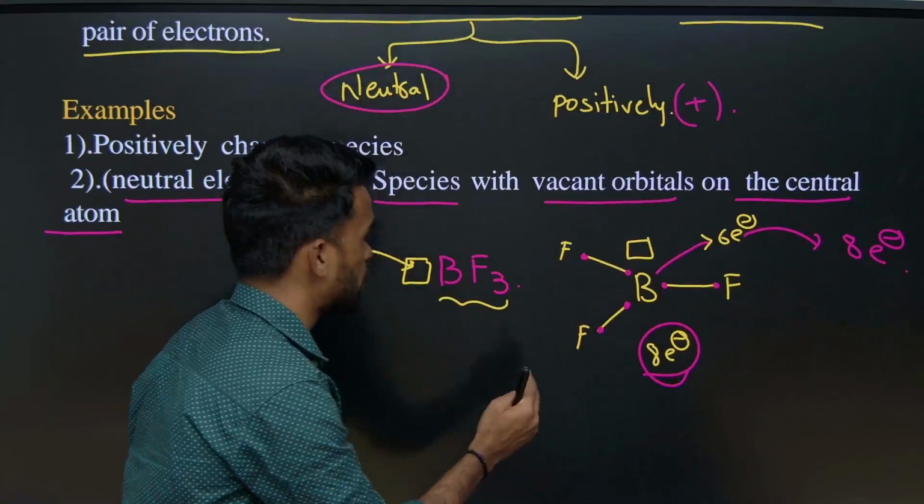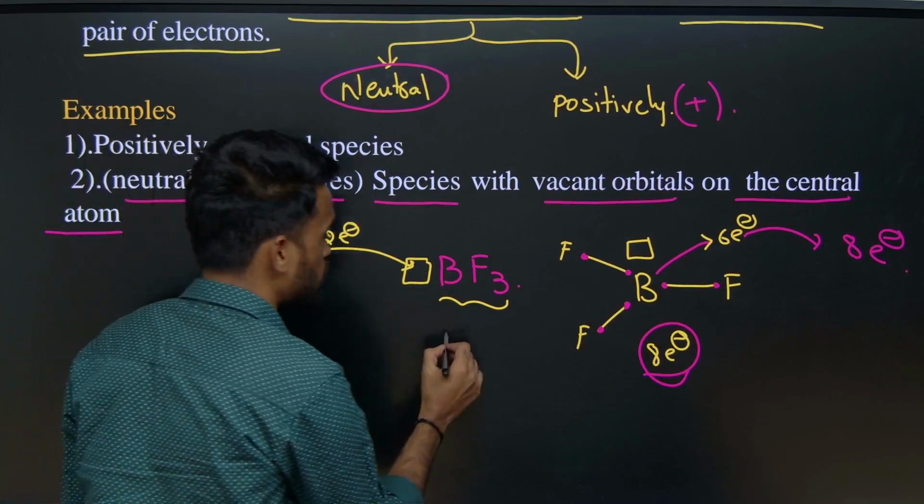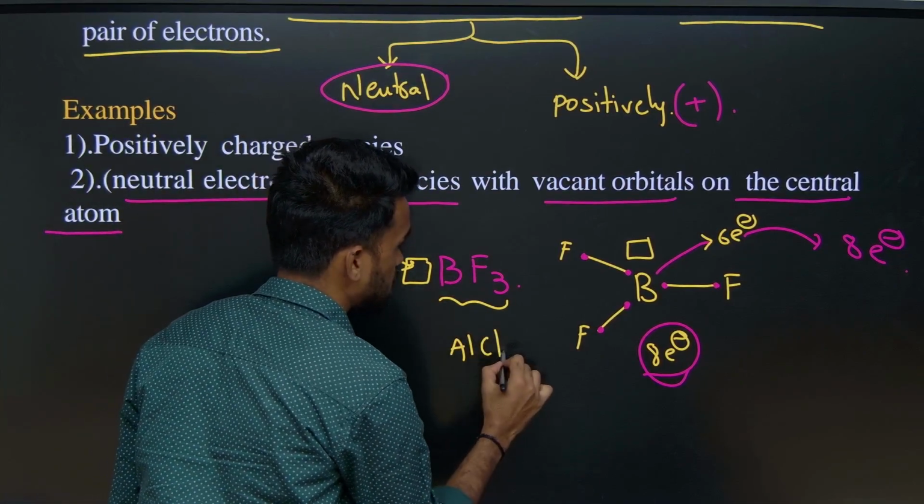You can give a few more examples. In the boron family, what are the other elements we have? Boron, aluminium, AlCl3.